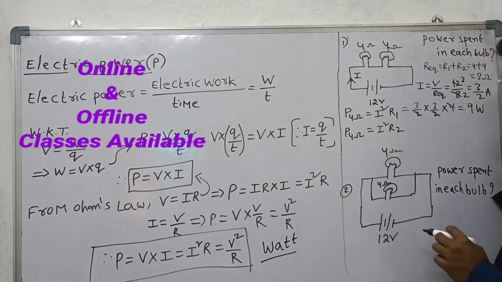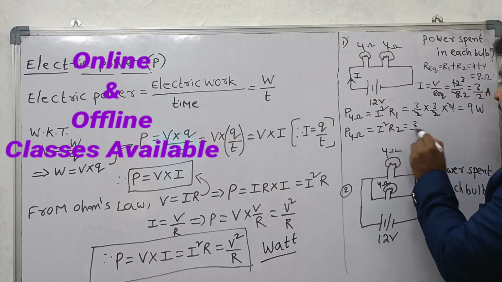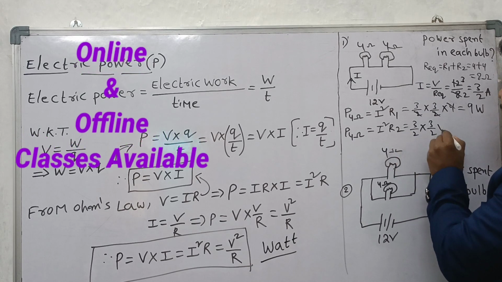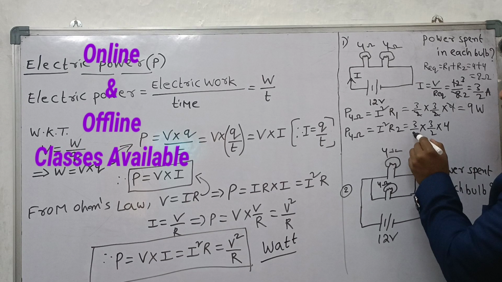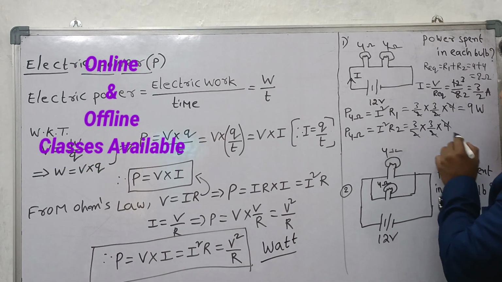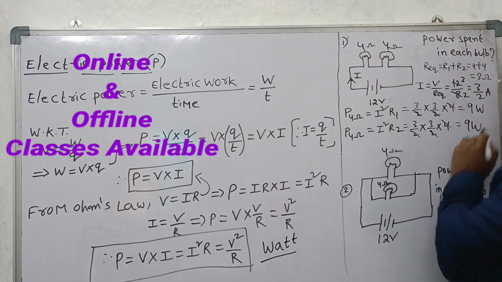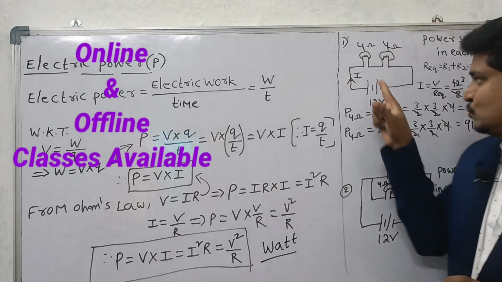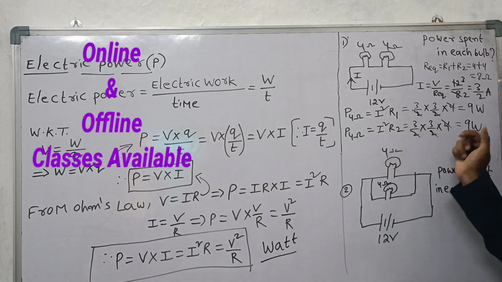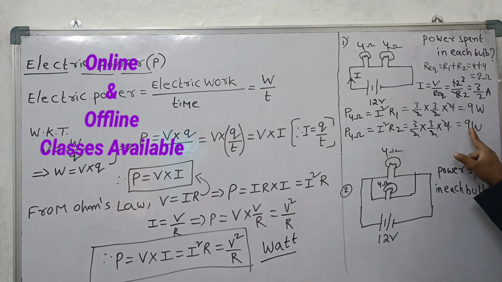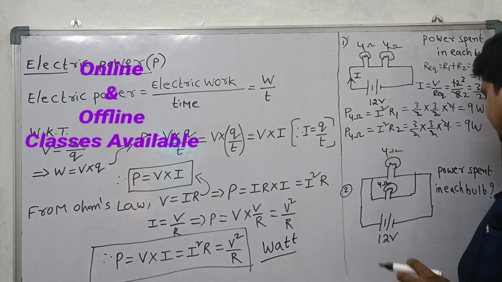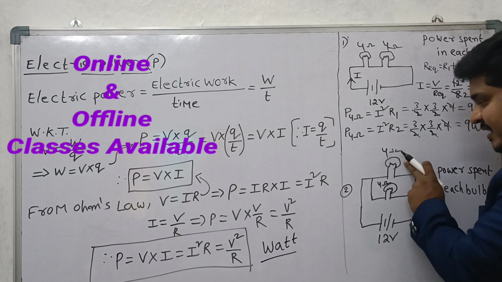The unit of power is watt. And here also 3 by 2 into 3 by 2 into 4 ohm. So 2 twos are 4, 4 and 4 cancel. We got 9 watt. So if we connect the two bulbs in the series combination, we got the power value as 9 watt and 9 watt. Now coming to the power spent in each bulb if they are connected in parallel.